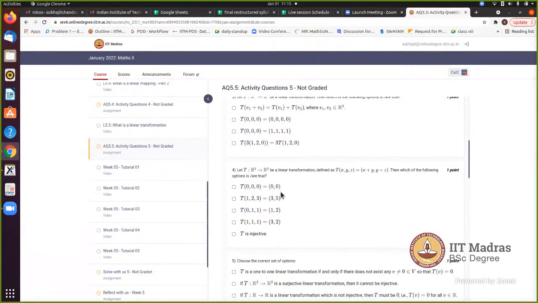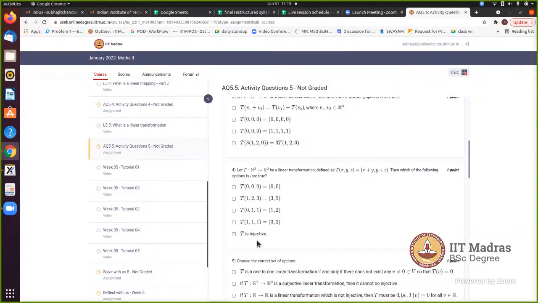Here is an example from R3 to R2. Question number 4. The linear transformation is defined as T(x,y,z) = (x plus y, y plus z). This is a linear transformation, going from higher dimension to lower dimension. It can happen. Then which of the following statements is true? The first one is true: (0,0,0) is going to (0,0). You just have to check whether these are satisfied or not.